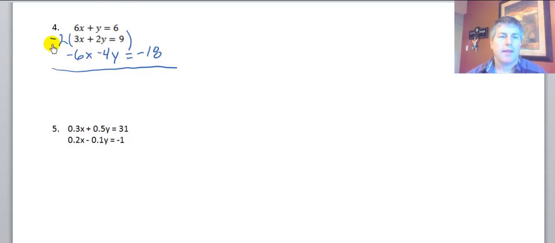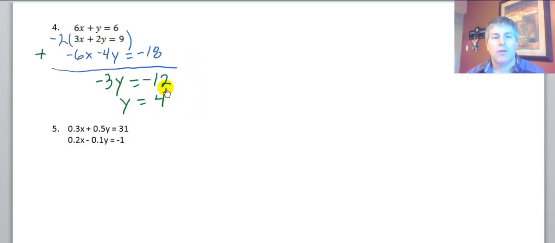So now I can simply add the top equation and this bottom equation. So 6x and negative 6x, there's my x drops out. y minus 4y, well, that would be a negative 3y. And 6 plus a negative 18 is negative 12. Divide by negative 3, and I get y is equal to positive 4. So I know what y is. I want to solve for x.